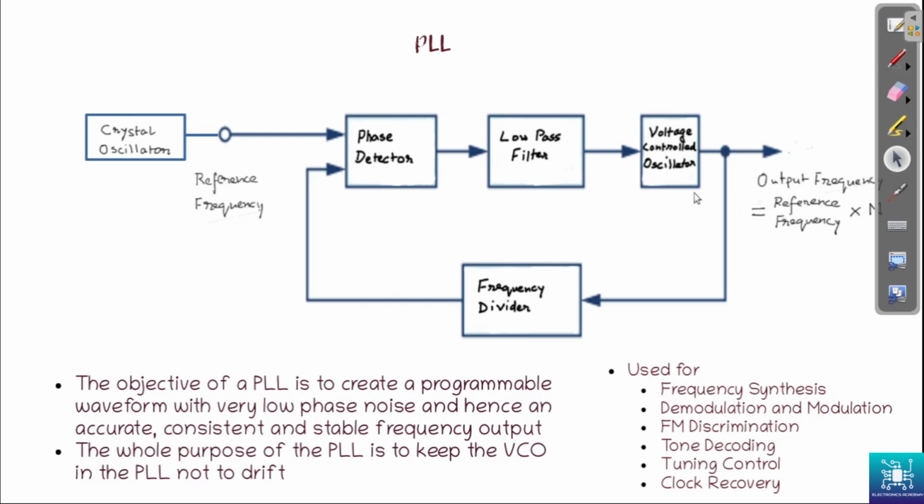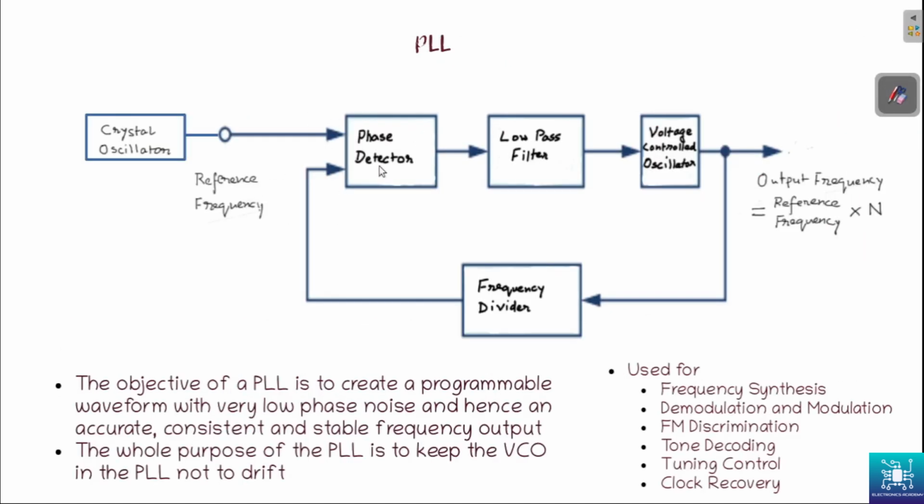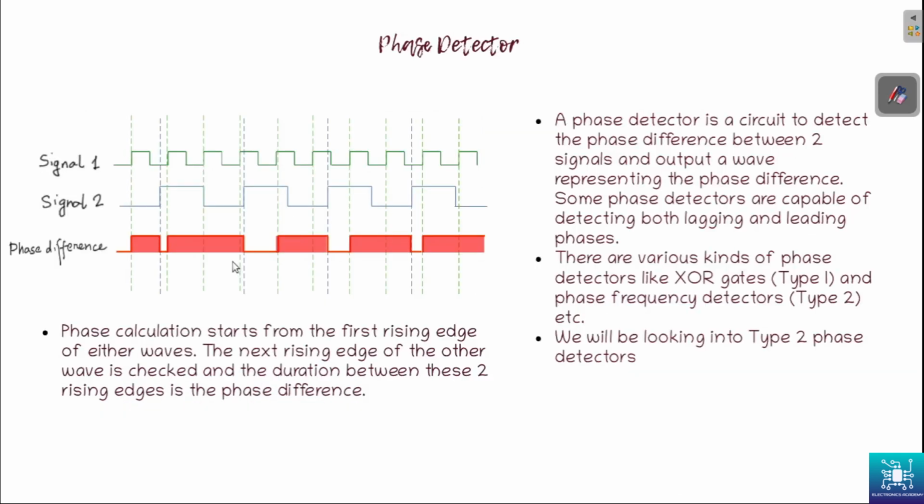Now all of this is just to keep the voltage controlled oscillator in a stable position. And then we have the frequency divider. So we will go through each unit one by one. Before that, let us understand the concept of a phase difference. So let's go to the next slide, and we have the phase detector that comes first. So we are talking about this block, which is called the phase detector, and this is one of the main blocks in the phase lock loop.